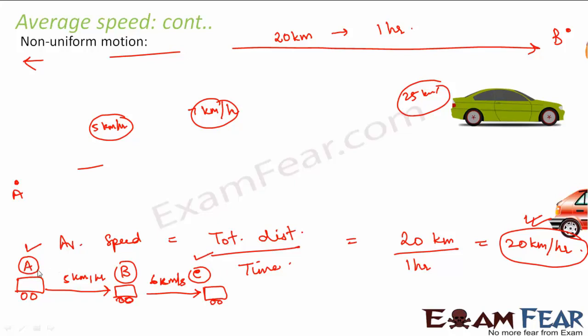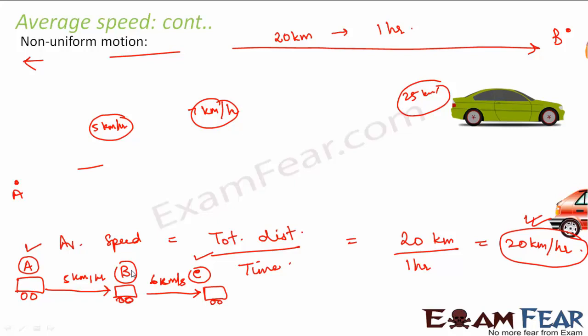Sometimes people think that, okay, average speed for reaching from A to B was 5 km per hour, average speed for reaching from B to C was 6 km per hour, so average speed for reaching from A to C will be 5 plus 6, that is 11 km per hour. But that is not the case. That is a common mistake which people make, and please do not make the same mistake.